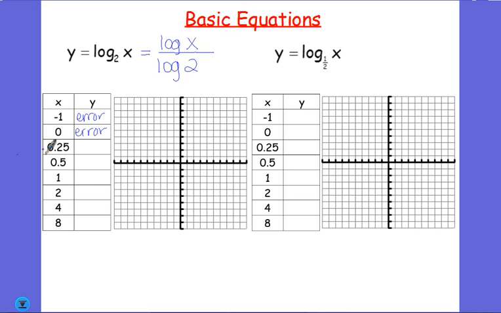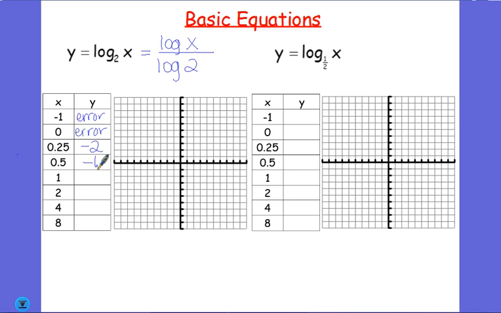So we're doing 0.25. So pick up your calculators. Log 0.25, close parentheses, divided by log 2. Hopefully, your calculator told you negative 2. Let's do one more together. Log 0.5, close parentheses, divided by log 2. Hopefully this time your calculator told you negative 1.